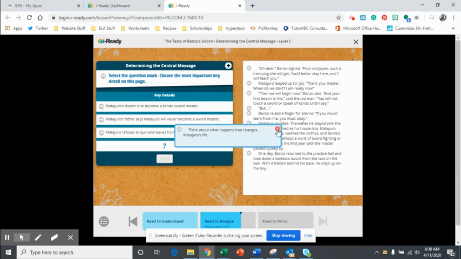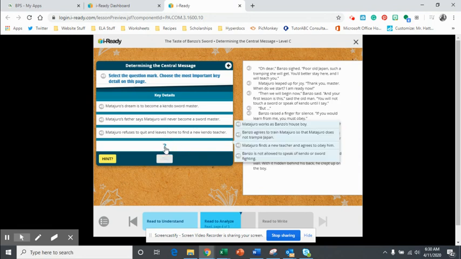Got 2 things to key in on. Important key detail, most important key detail, and changes Mataharu's life. So what you're going to want to do is you're going to want to read through these choices. You're going to eliminate the ones that really aren't that important and that really don't change Mataharu's life, and then select the one that actually does. All right, on to the next.